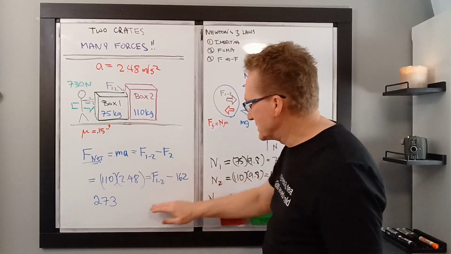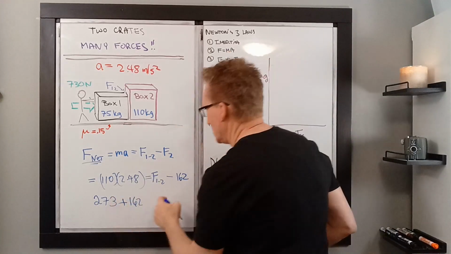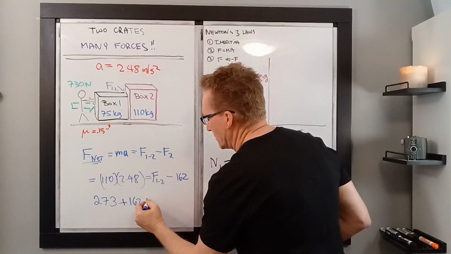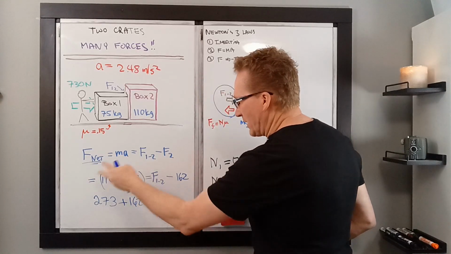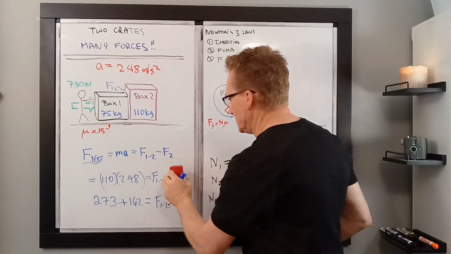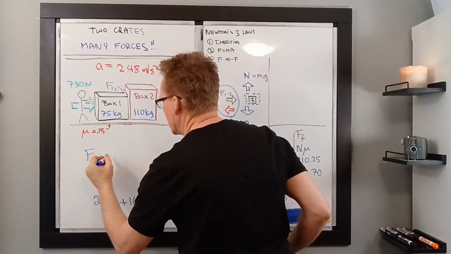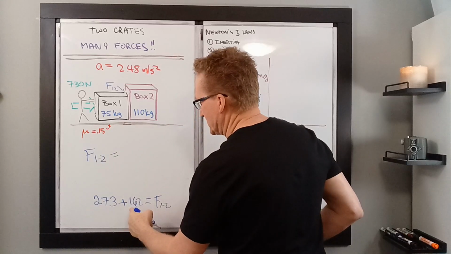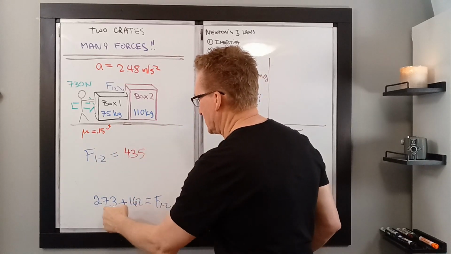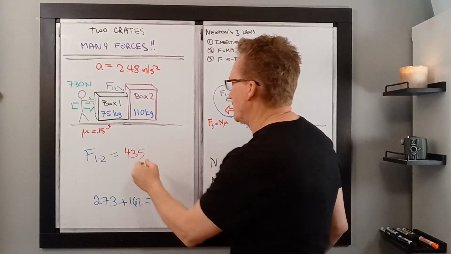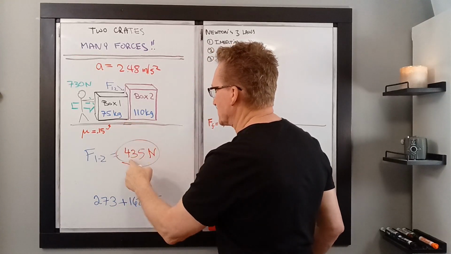So I could take this to this side. Are you okay with that? Make this a positive over here. So I've taken this to this side. All of this together will be equal to F12 on 2. Let me erase a couple of things here so I can do this calculation. Now we have the force box 1 has on box 2 is equal to this plus this, 435, that plus that plus that. Looks right. 435 newtons. So that's the force box 1 has on box 2.